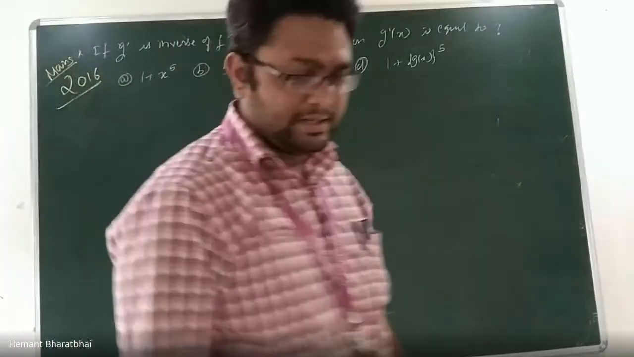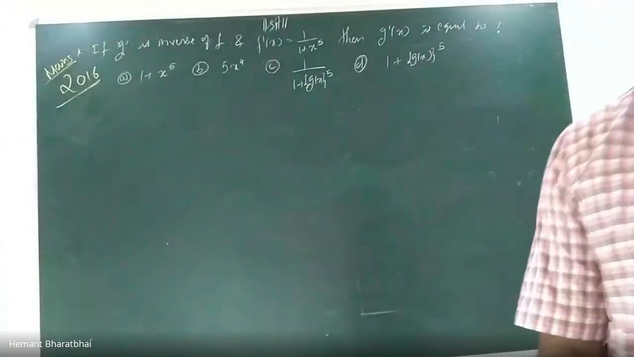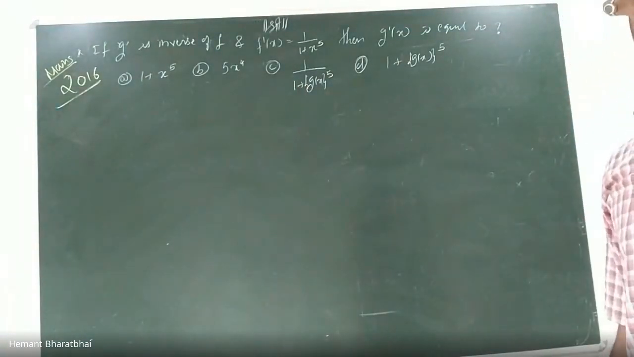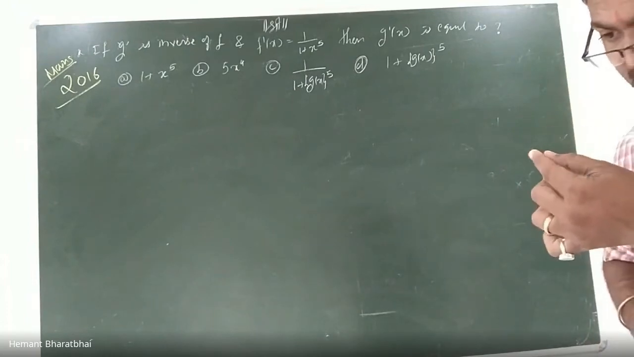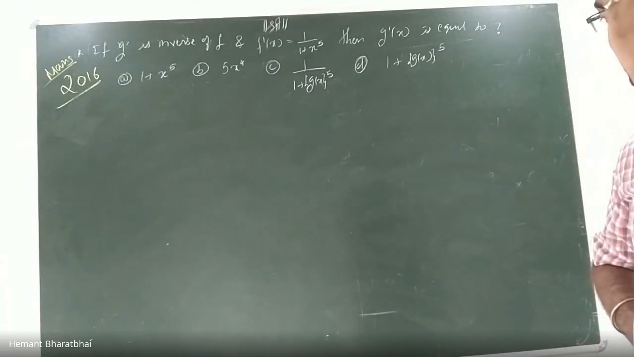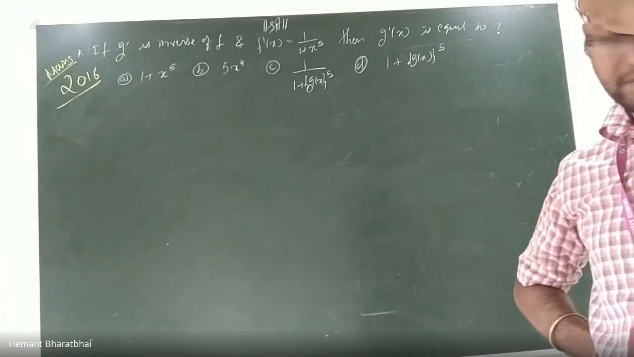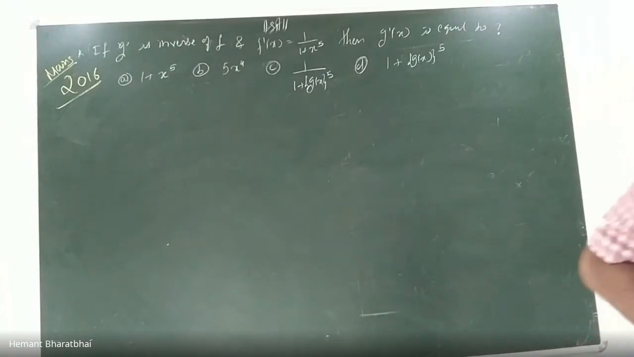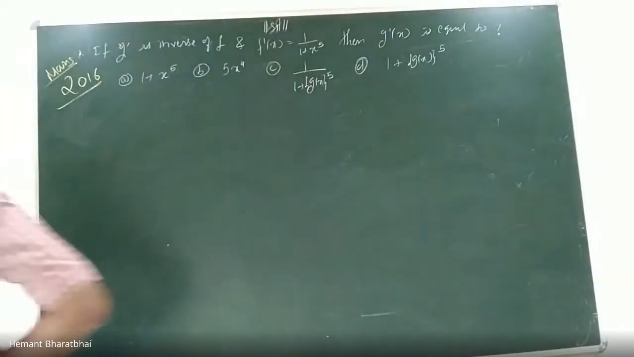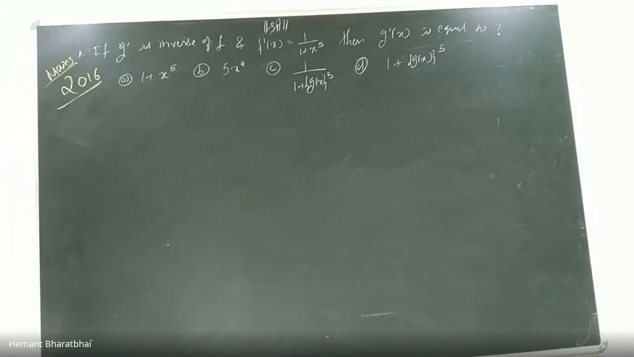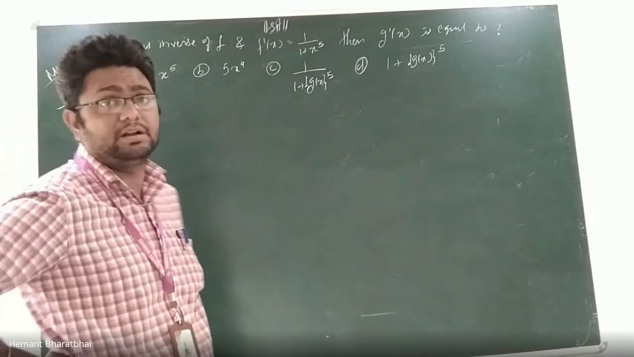I have said many times that the numericals will always be connected. It will not be dependent only on one chapter. To solve the numericals, you will always require concepts of two or more chapters or two or more topics. So here it is saying that g is the inverse of f, and he has given us the value of the derivative of f, and he wants us to find the value of the derivative of g.